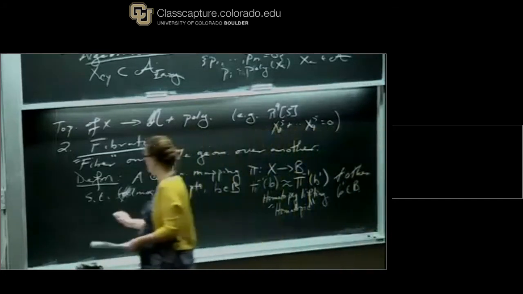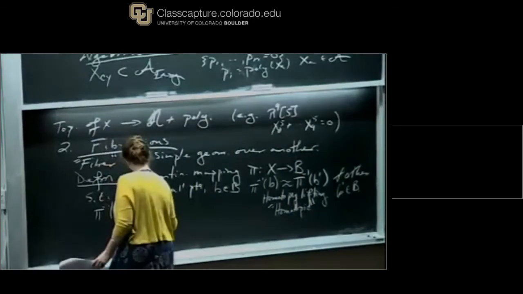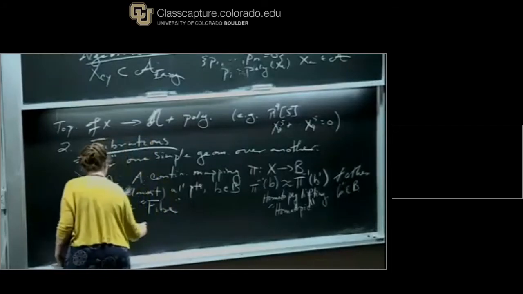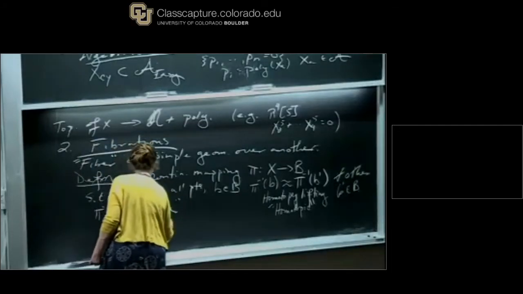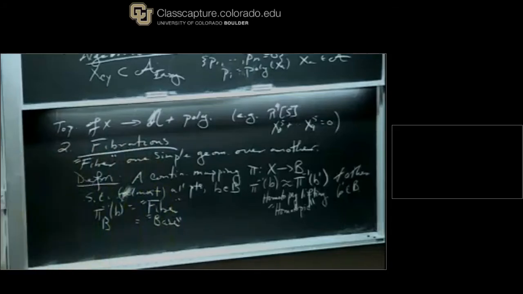Here, the inverse image of a point in the base, pi inverse B, is referred to as the fiber, and the target space B itself is called the base. Okay, that is a formal definition. Great, let's actually make it intuitive, because you've seen this all over the place already.